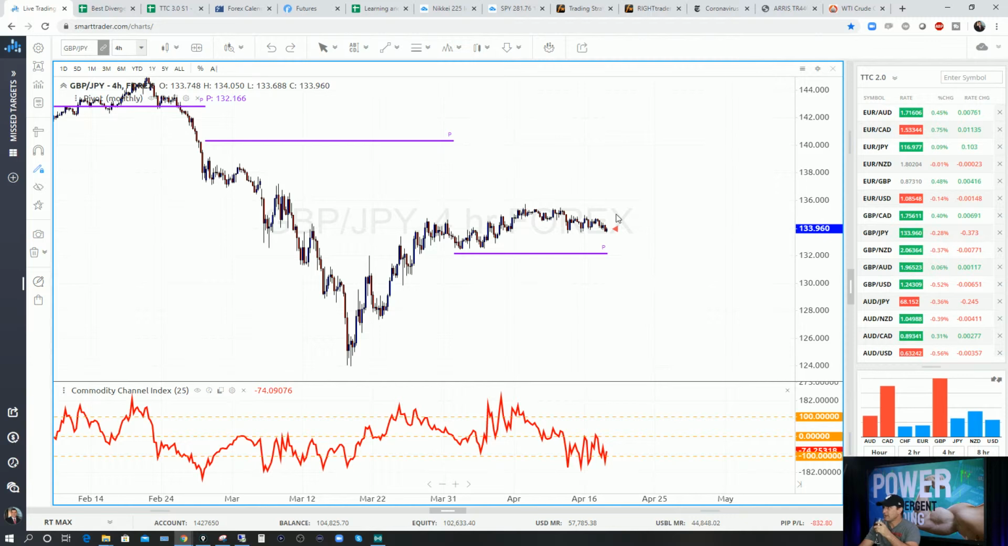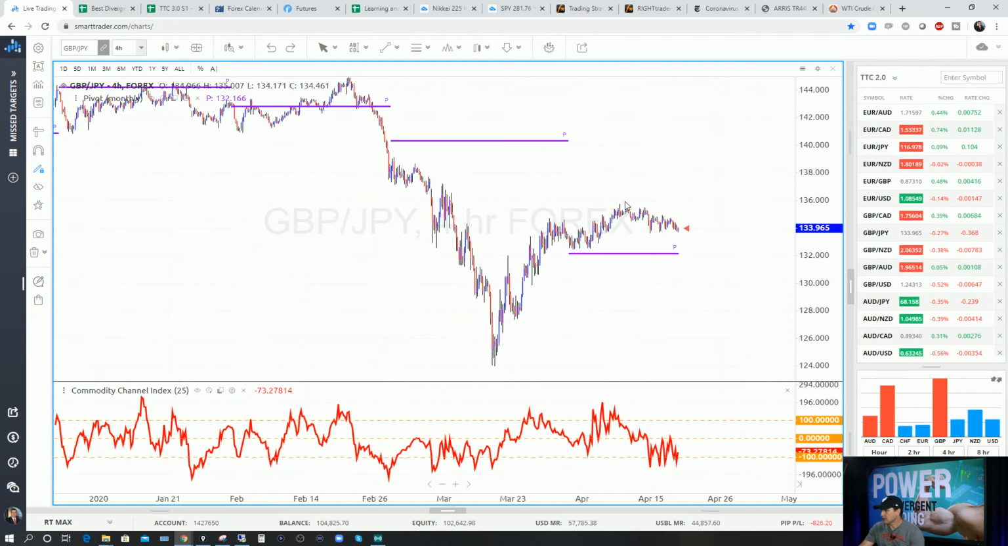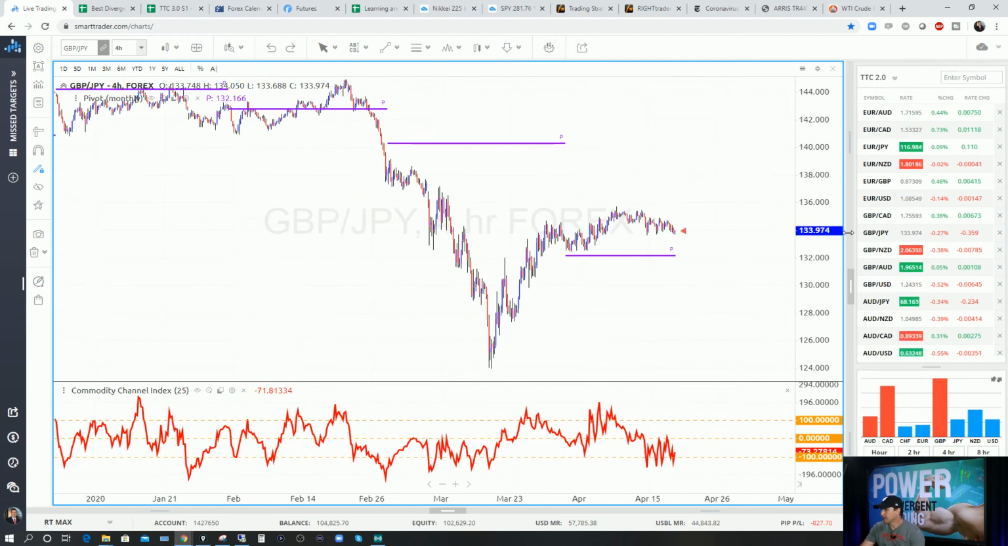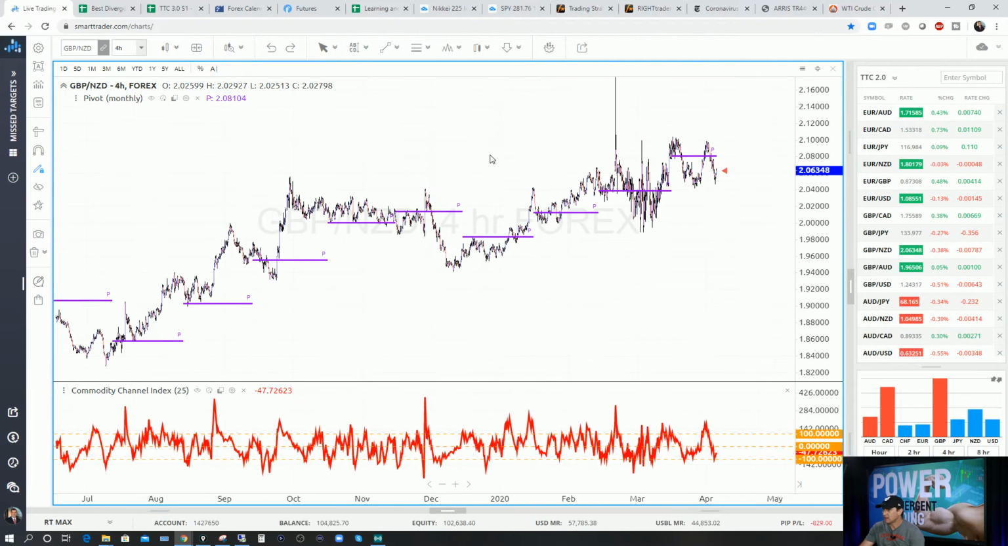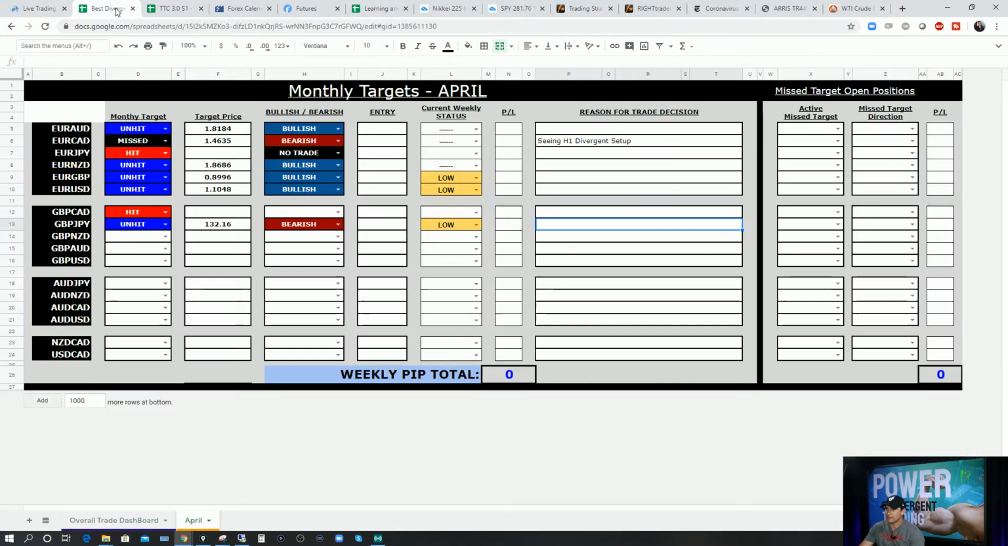Now take a look and see what else we've got going. New Zealand, this is pound New Zealand dollar. Pound New Zealand dollar, we've got hit targets. We don't want to pay attention to anything on this. All right, so no trades on that.